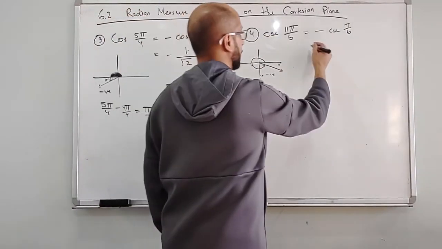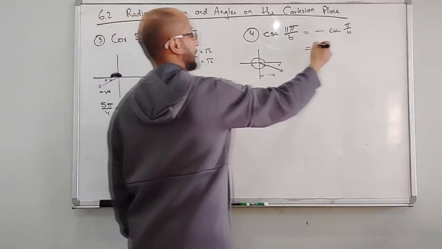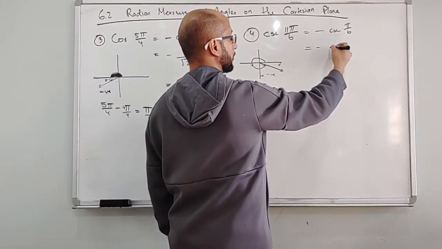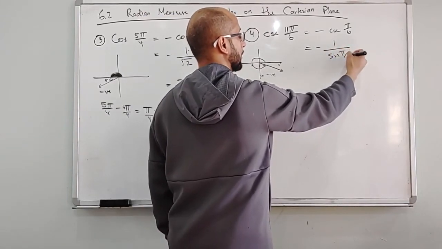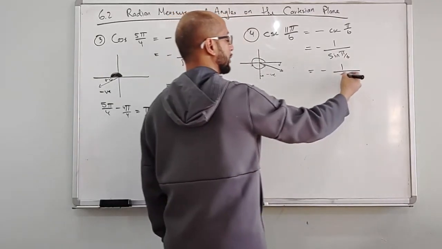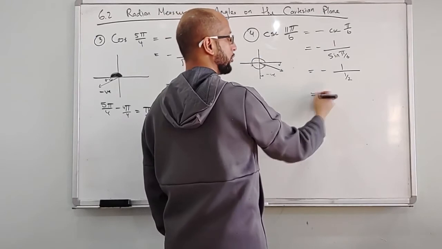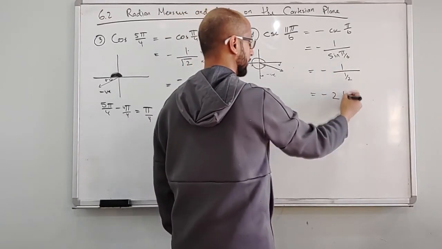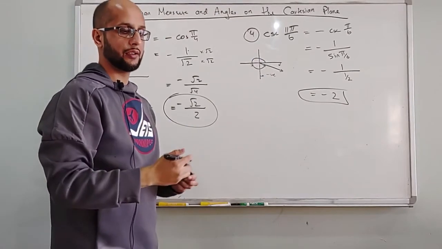Now, cosecant pi over 6 is the reciprocal of sine pi over 6. It's going to be 1 over sine pi over 6. Sine of pi over 6 is going to be 1 over 2. And the reciprocal of that, you just flip the 2 and it becomes negative 2. And that would be cosecant of 11 pi over 6.